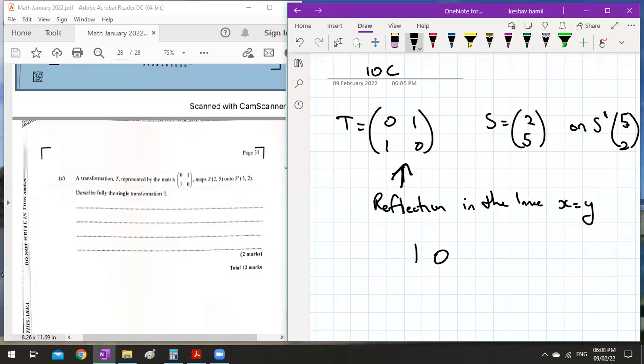If it was (1, 0; 0, 1), right, this is the identity matrix, and you will get back the same thing if you multiply it, right? So yeah, there's a reflection in the line y equals x.